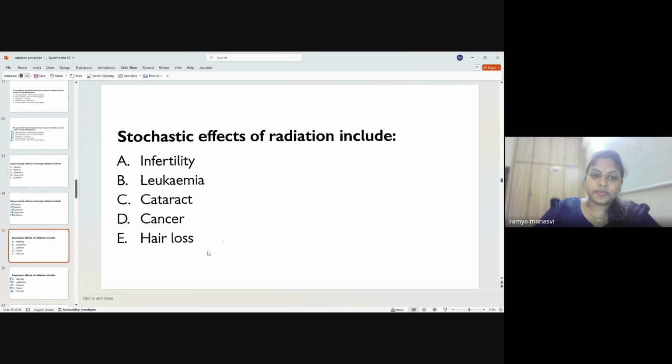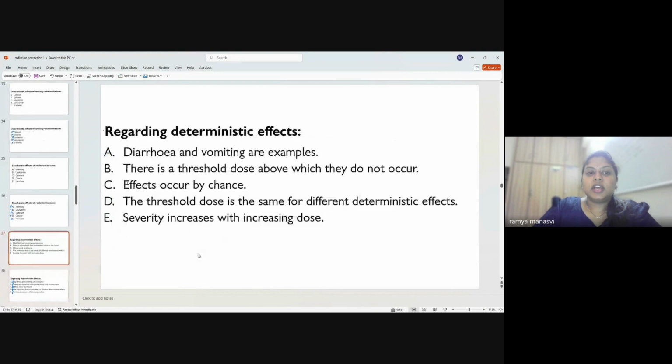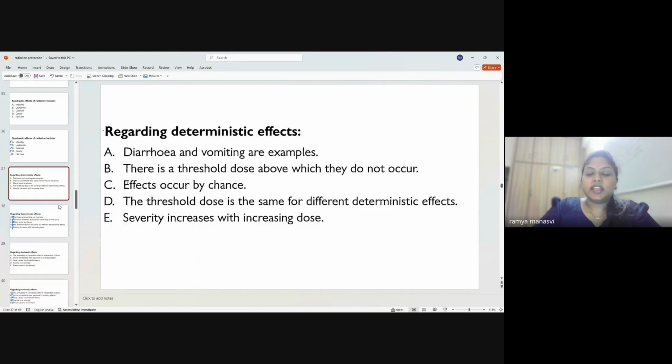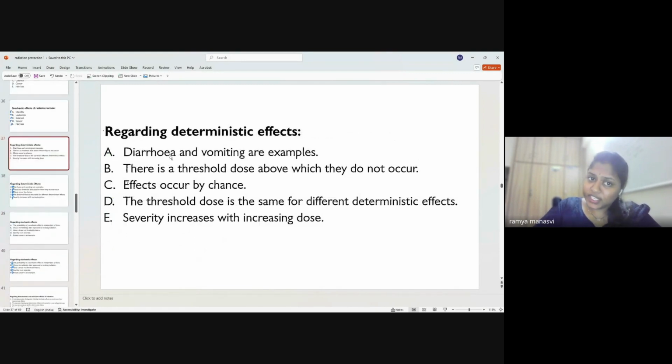Cancer is a stochastic effect, true. Hair loss is a deterministic effect, so it is false. Regarding deterministic effects, diarrhea and vomitings are example. Yes, diarrhea and vomiting are deterministic effects. There is a threshold dose above which they occur. Effects occur by chance. So this is false.